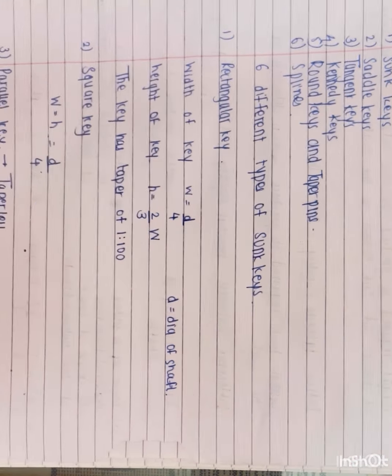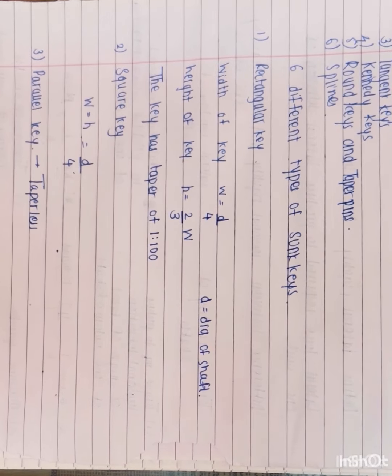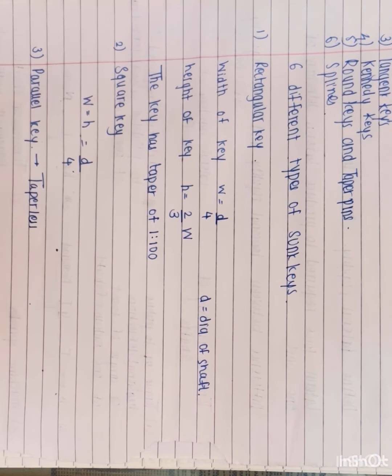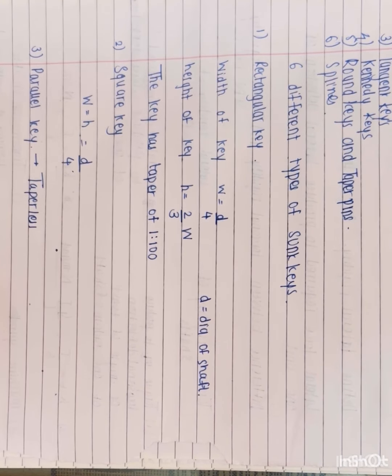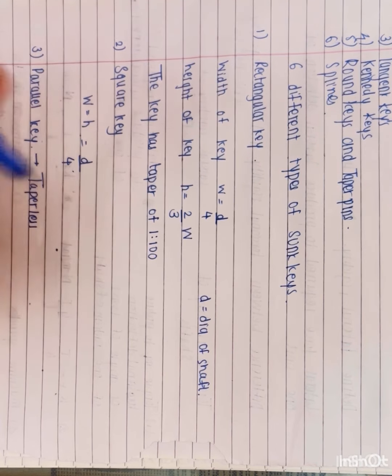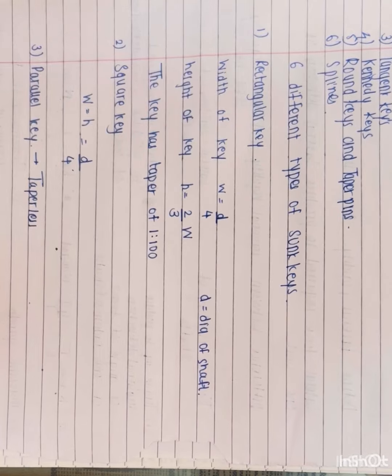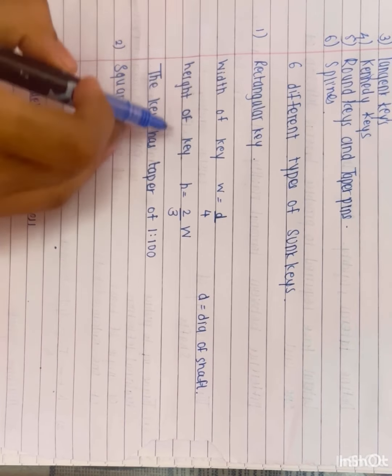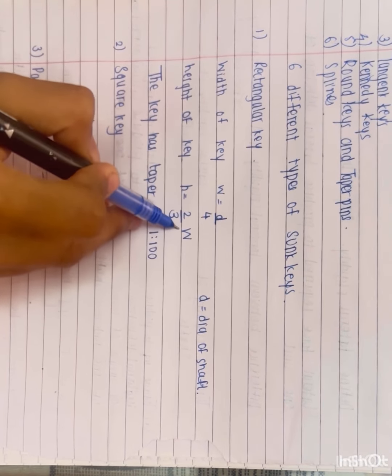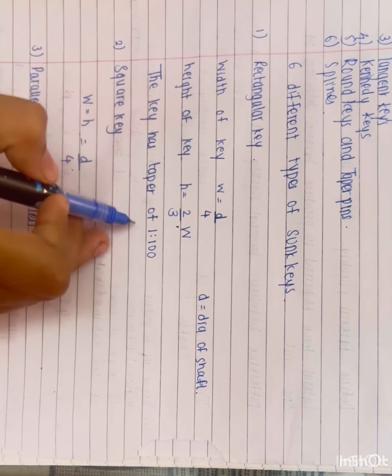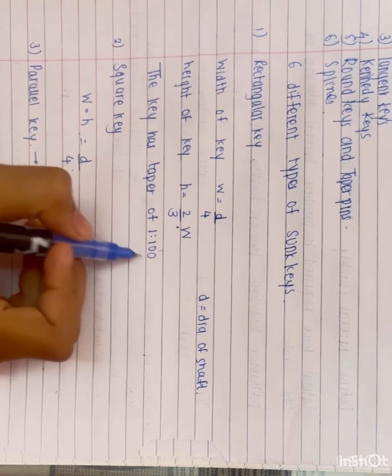There are 6 different types of sunk keys, but 3 of them are very important, the first being the rectangular key. Its width is 1/4 of the diameter of the shaft, the height of the key is 2/3 of the width, and the key has a taper of 1:100.